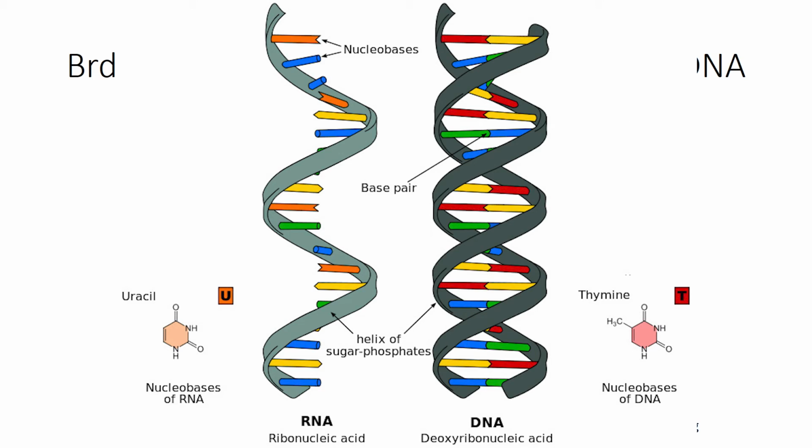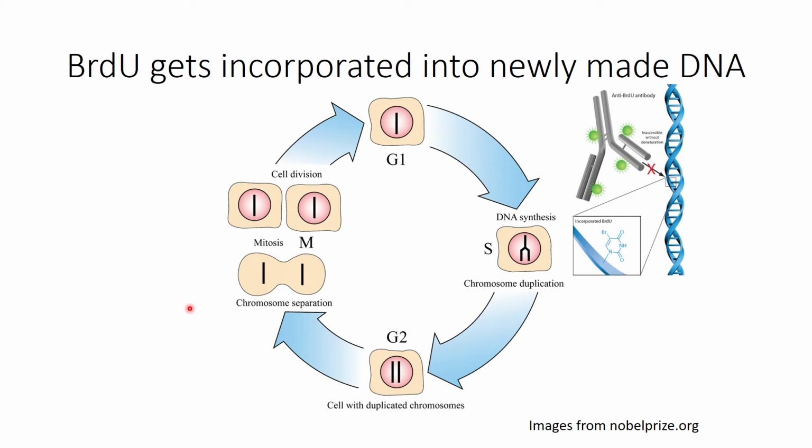So, as we know, in DNA we have A, G, C, and T. In RNA, we have A, G, C, and U. If you put enough bromodeoxyuridine into an animal, some of that will get substituted into newly made DNA where the T's should be. This is an example of what this looks like right here. There's a little bromine group with a couple of other things in there. This is what incorporated BrdU looks like in the DNA.